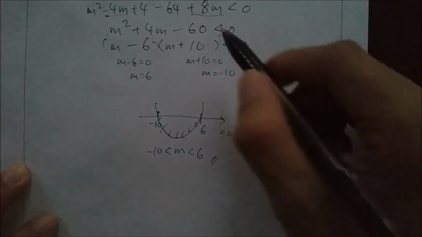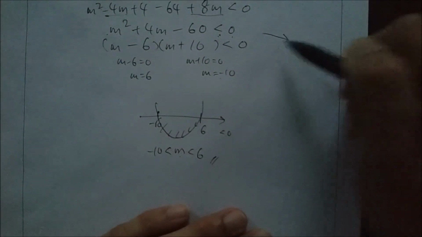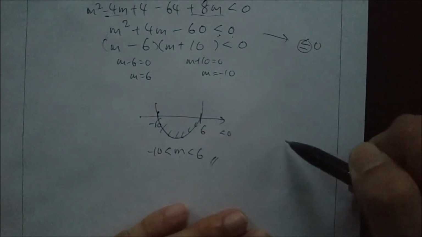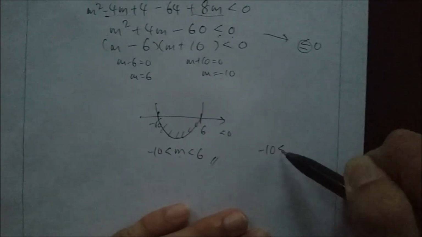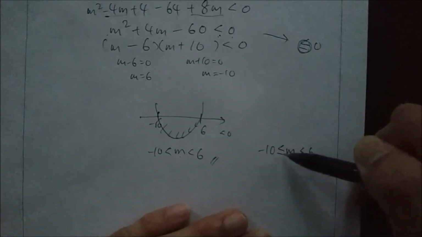One more thing you need to consider, on a side note: if the inequality is less than or equal to 0, then your answer will be negative 10 less than or equal to m, and so on. So you have to be careful with this sign, and this sign.